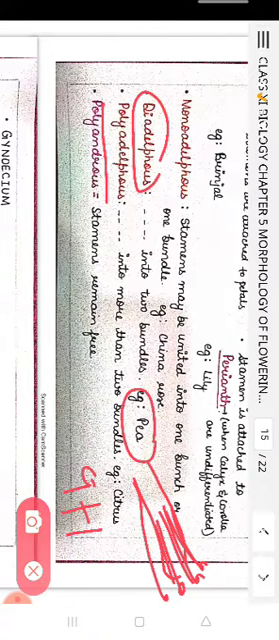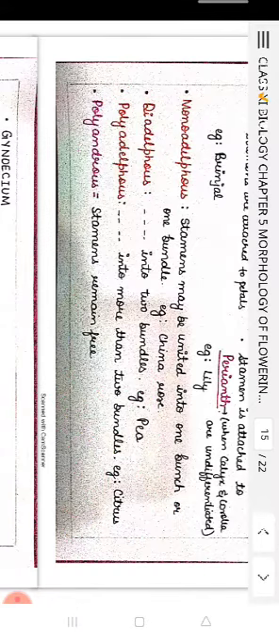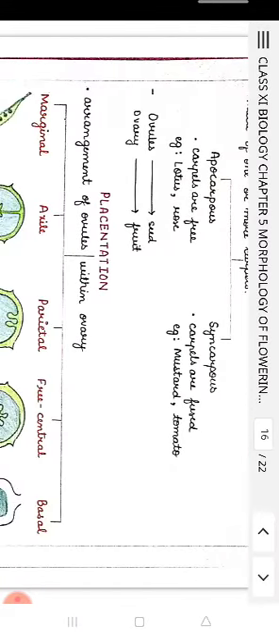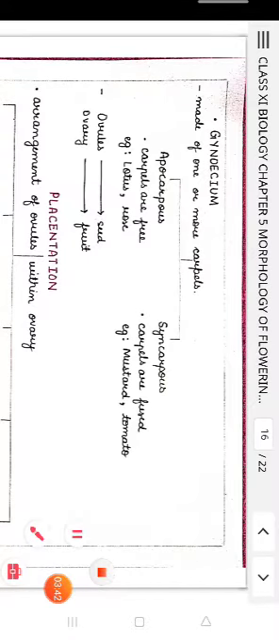Now polyadelphous, into more than two bundles. Like pea, we see here that two bundles of stamens are present. When more than two bundles are present, then it is known as a polyadelphous flower. Example, citrus. Now polyandrous. Polyandrous is when all the stamens remain free, not attached to each other. That is known as a polyandrous flower.